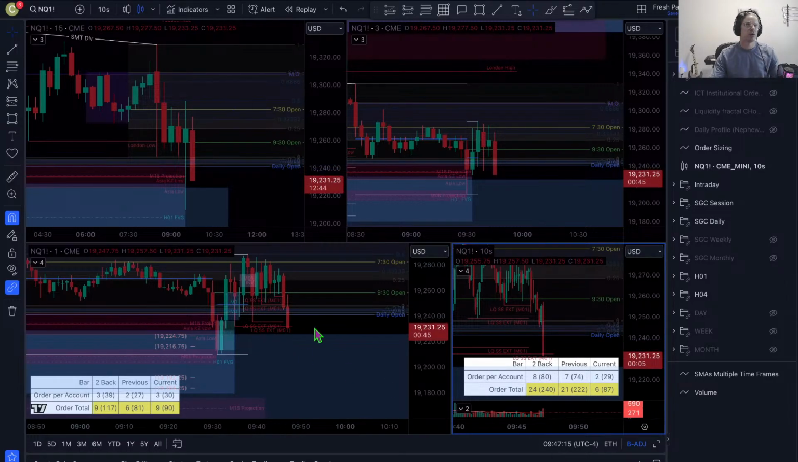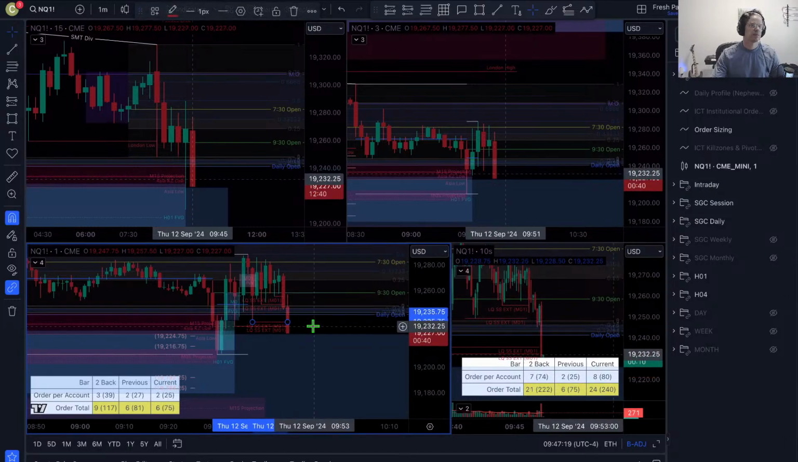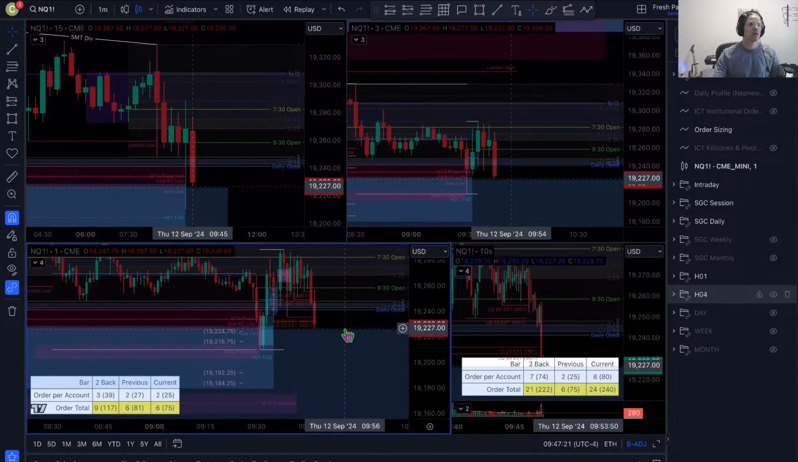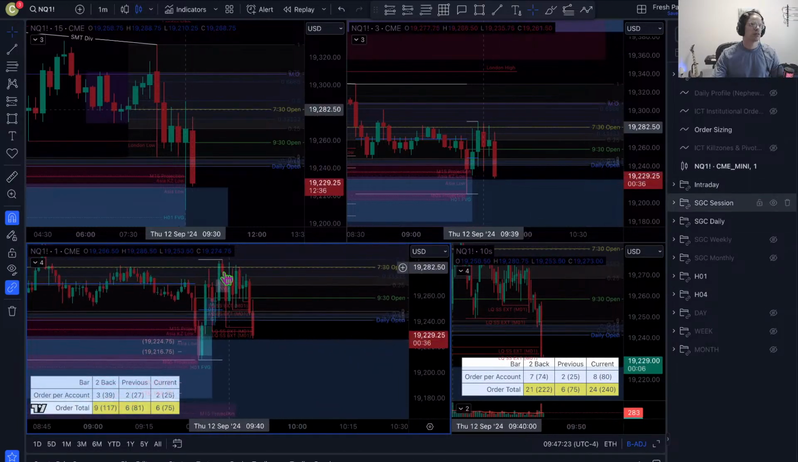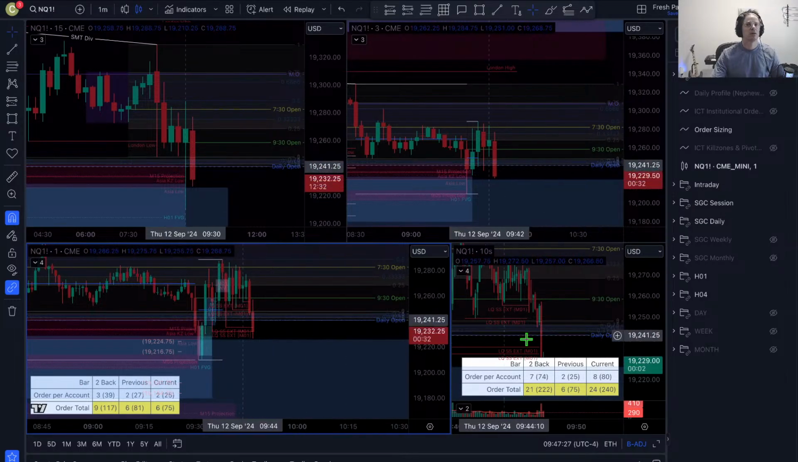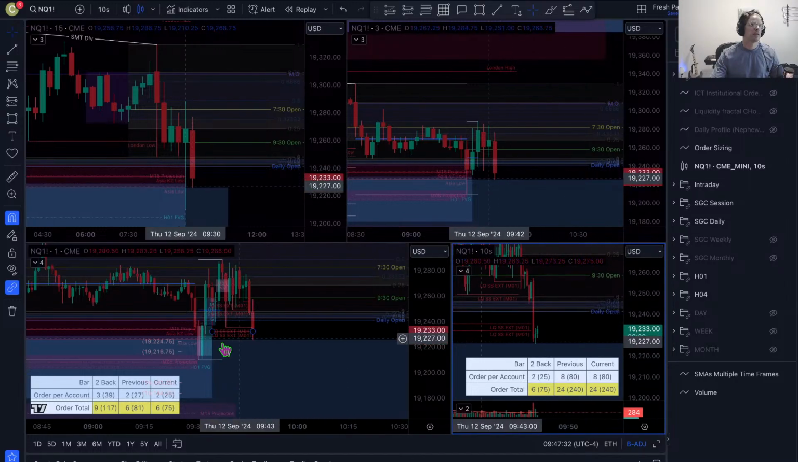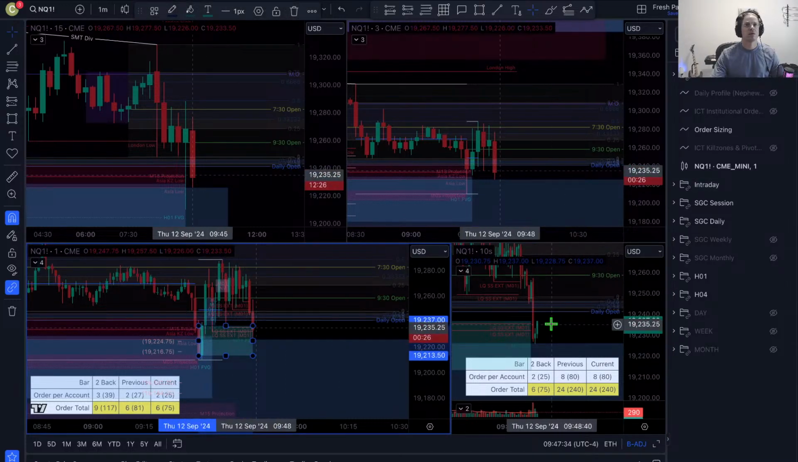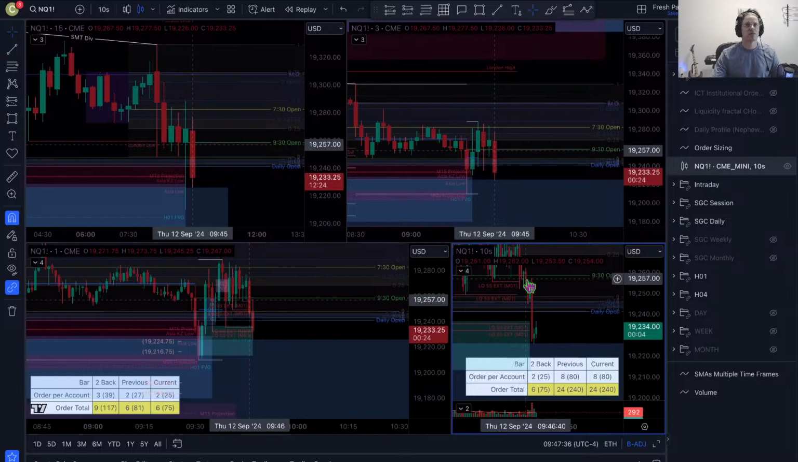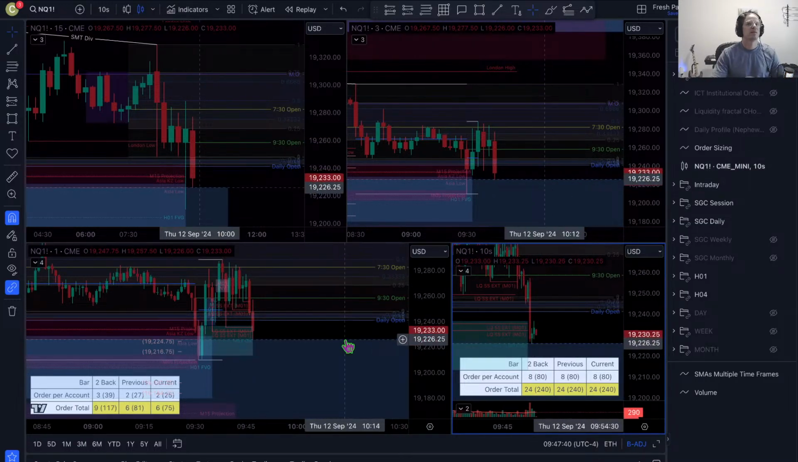It's going deeper, so we get displacement on the M1 to the downside. We're still holding the structure, so this is all this liquidity here. Looking pretty displacey though. It would take a lot to overcome that candle, wouldn't it? So grabbing more liquidity potentially.